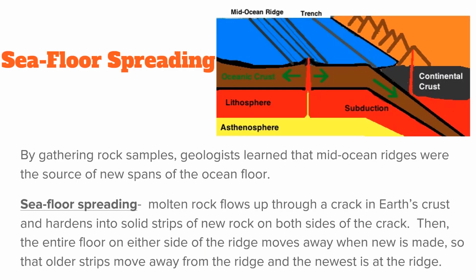All right, seafloor spreading. By gathering rock samples, geologists learned that mid-ocean ridges were the source of new spans of the ocean floor. Seafloor spreading is molten rock flows up through a crack in Earth's crust and hardens into solid strips of new rock on both sides of the crack. Then the entire floor on either side of the ridge moves away when new is made. So the older strips move away from the ridge and the newest is at the ridge.